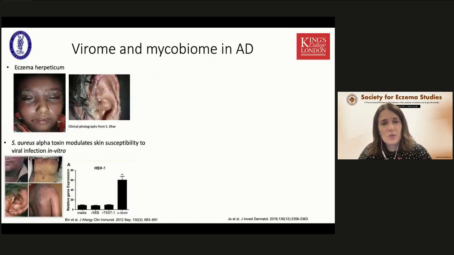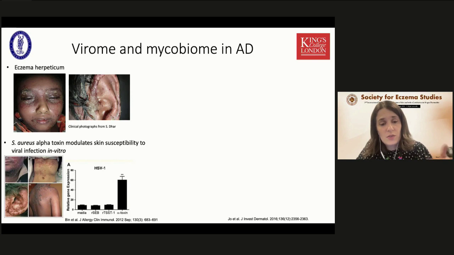So moving on to the virome and the mycobiome, or the fungal microbiome, in atopic dermatitis. We know that herpes simplex virus can cause eczema herpeticum, shown in these clinical photographs. There have been some studies that show there may be a link between Staph aureus infection and eczema herpeticum. In vitro, this study showed that in the presence of Staph aureus alpha toxin, keratinocytes have a much higher HSV viral load compared to keratinocytes which aren't exposed to this toxin, suggesting that in co-infection with Staph aureus plus herpes simplex, Staph aureus may actually predispose or increase susceptibility to infection with HSV.